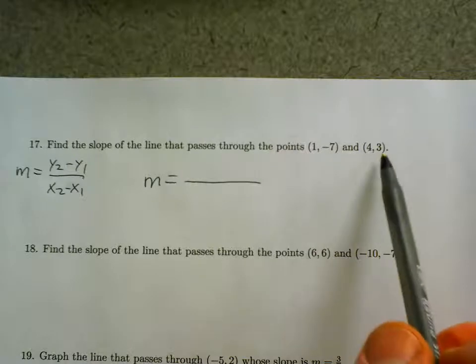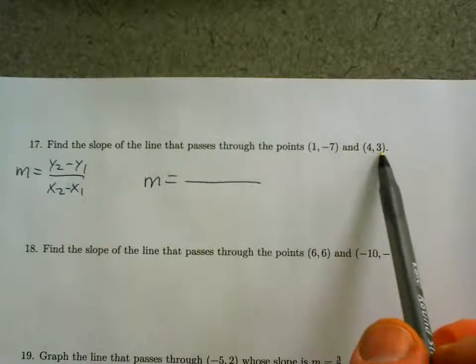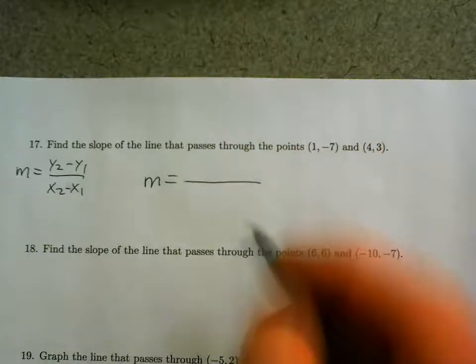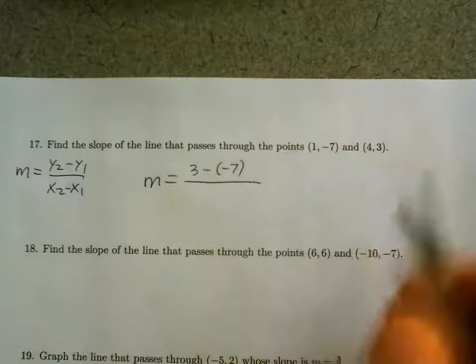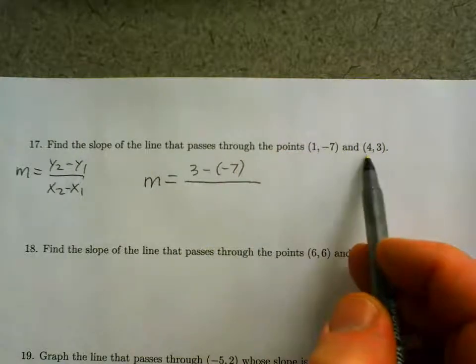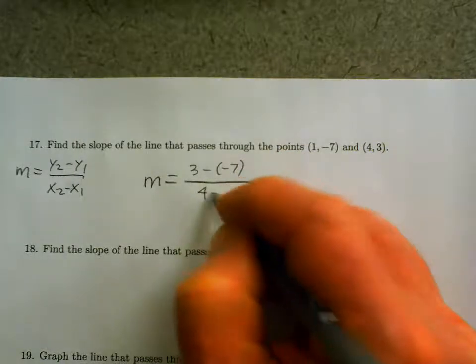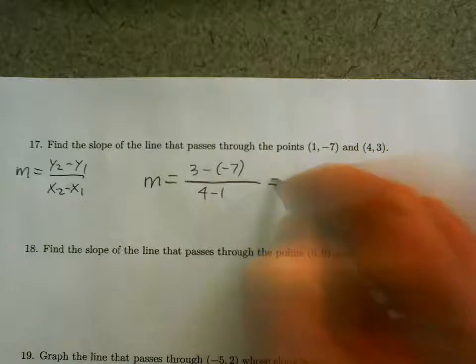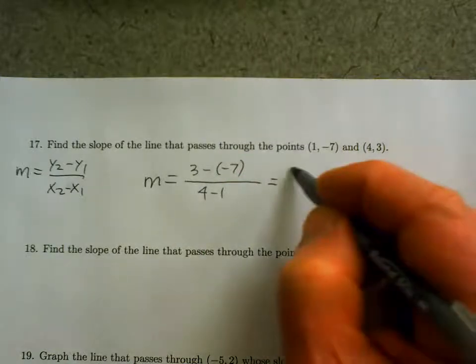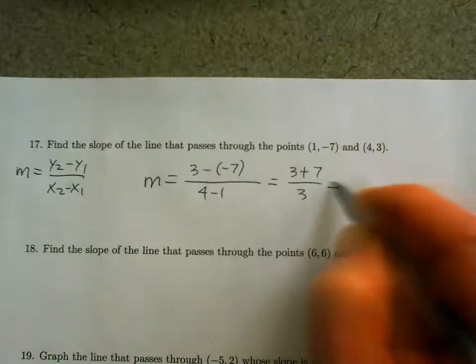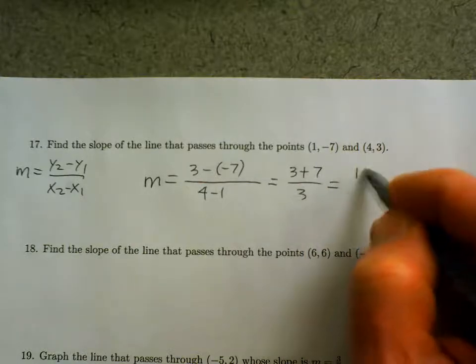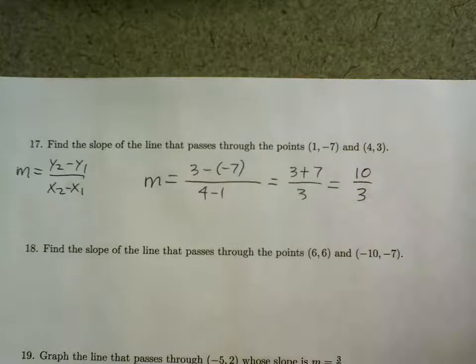So in the numerator, the difference in the y-coordinates, so I'm going to write 3 minus negative 7. And in the denominator, I have to write 4 minus 1. And then 3 minus negative 7 is 3 plus 7. 4 minus 1 is 3. And so the slope is 10 over 3.